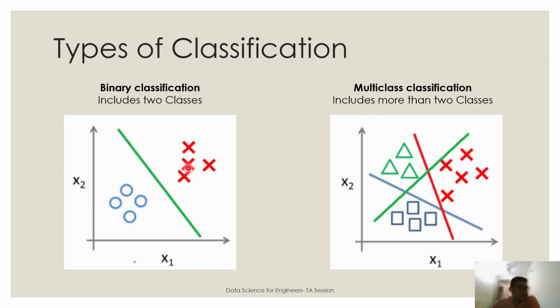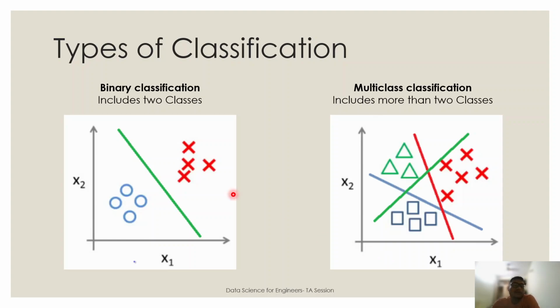This is binary because only two classes are there. The next one is multi-class classification, where multiple classes are there. Here we just have the circles and the crosses; here we have squares, triangles, and crosses. If I do this classification with only one line, it's not possible, so I require at least two lines. Here three lines are given, but this can easily be done with two lines also. If we remove the green line, then with the blue and the red line you can easily separate these three classes. That is called a multi-class classification example.